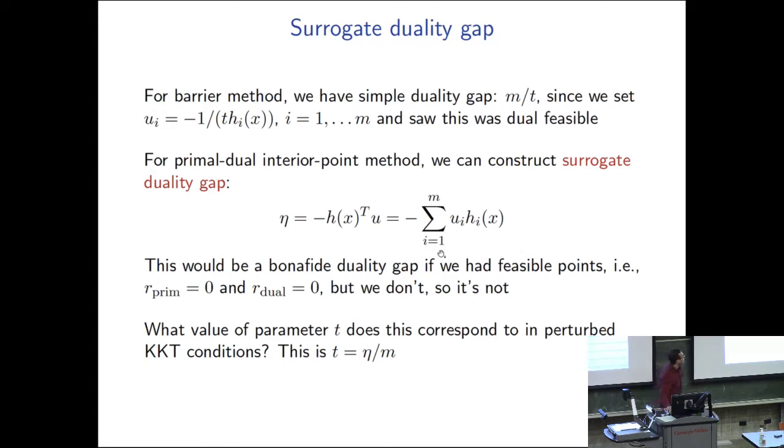If we look at the perturbed KKT conditions, and we call this value eta, the value of t that this corresponds to is going to be eta over m. It's the same rationale we just made. If this product is equal to minus 1 over t, then this sum is going to be equal to m over t, and so that tells us that eta is equal to m over t. So in terms of this surrogate duality gap, the relationship to t is just going to help when we formulate the method.